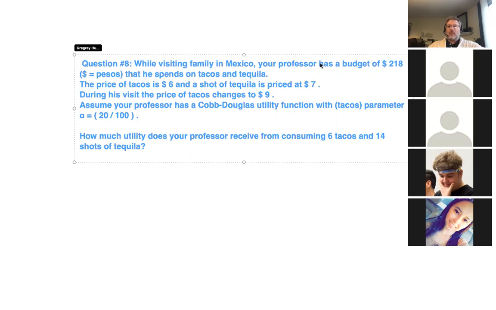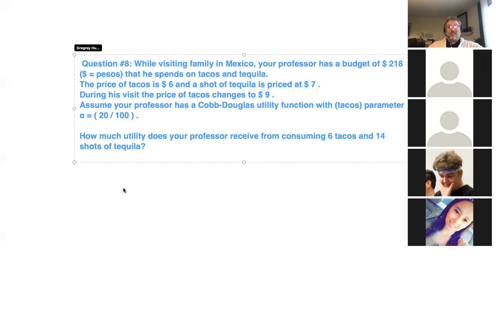While visiting family in Mexico, your professor has a budget of 218 pesos that he spends on tacos and tequila. The price of tacos is 6, the shot of tequila is 7, and during the visit, the price of tacos changes to 9. This is a basic prompt for all the rest of the questions. And then it says, assume your professor has a Cobb-Douglas utility function with tacos parameter 20 over 100. So that's 0.2, right? You with me, Ricardo? Yes. And so this says, how much utility does your professor receive from consuming 6 tacos and 14 shots of tequila?